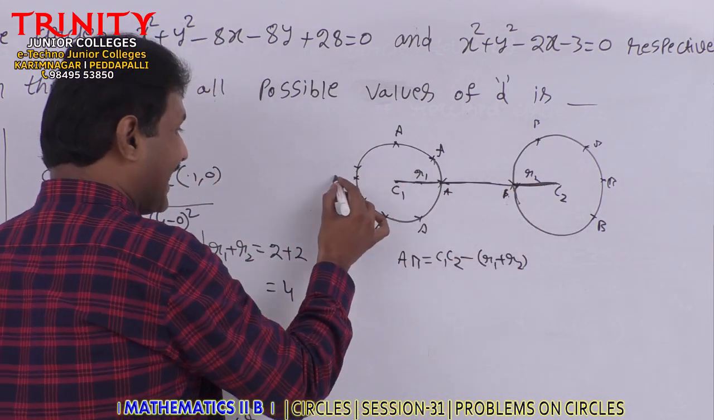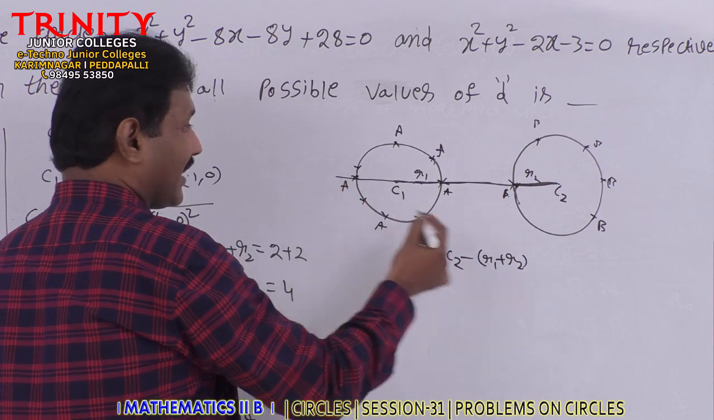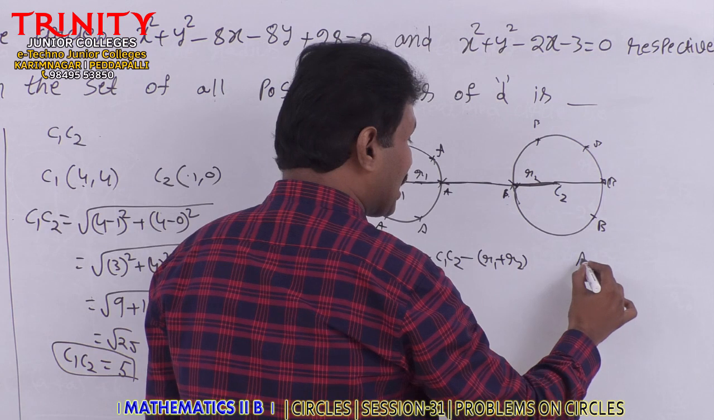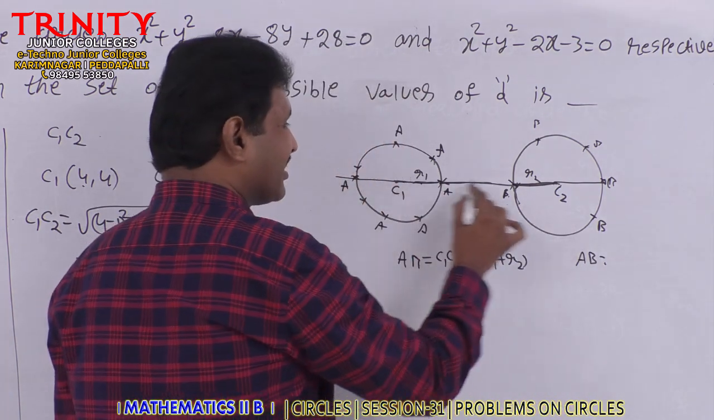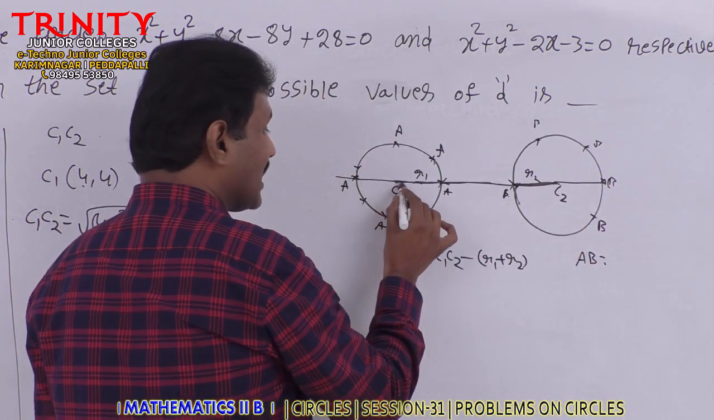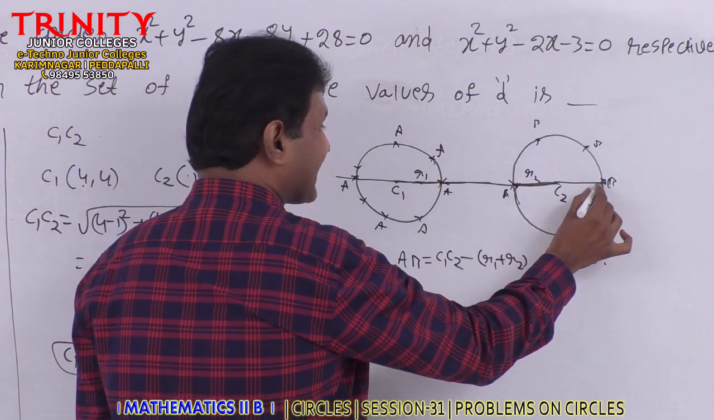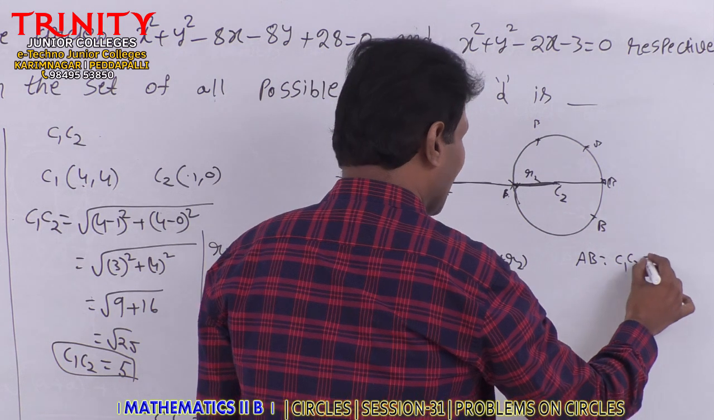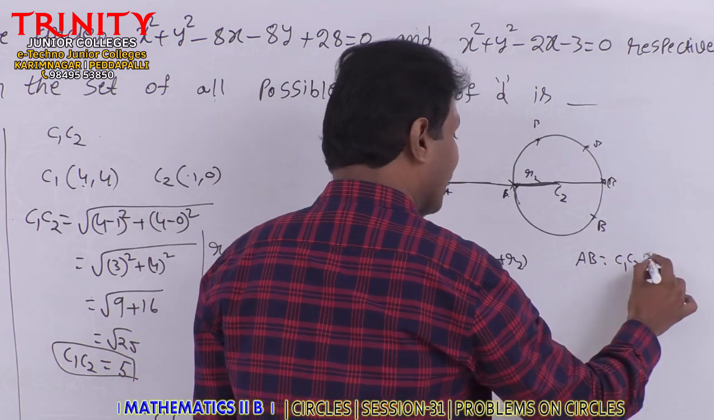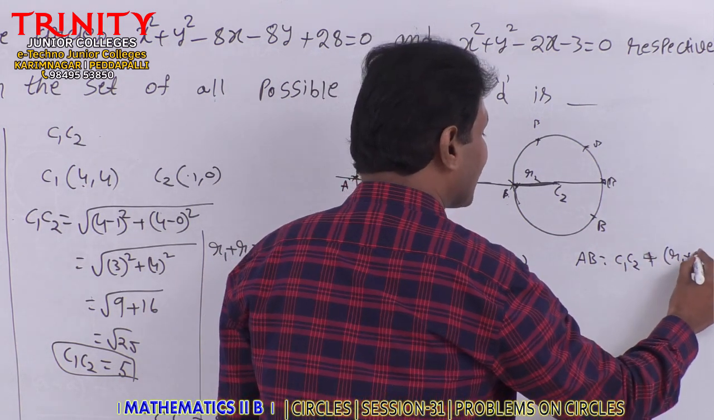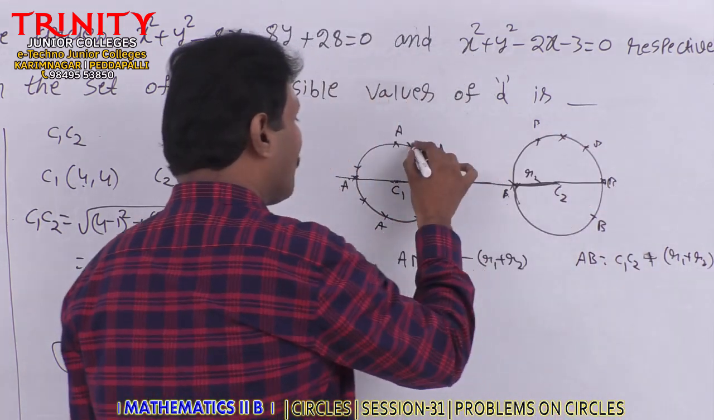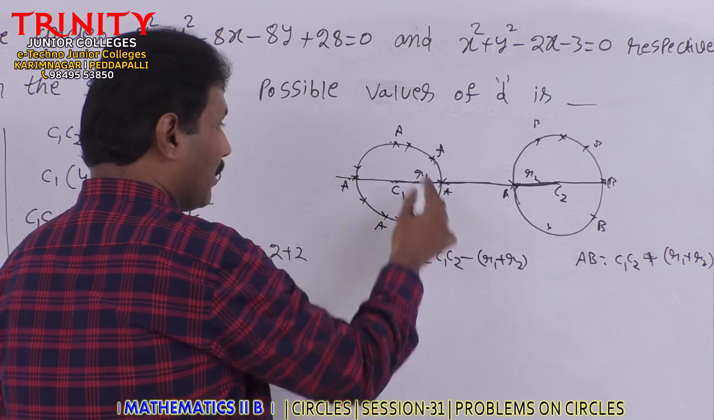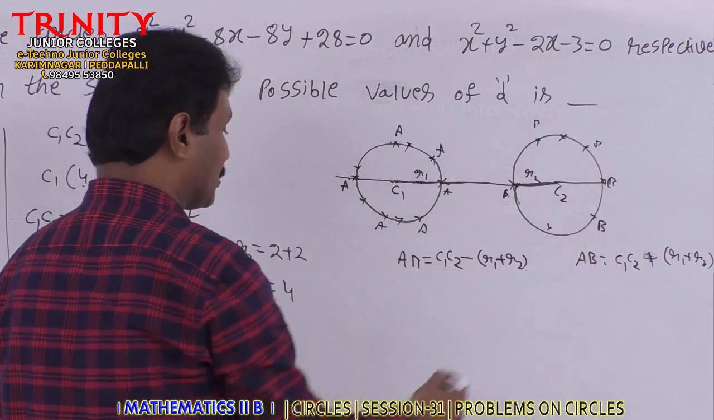Suppose the point A lies on this side of the circle and the point B lies on this side. This is the largest position, so AB equals C1C2 + R1 + R2. For all remaining positions, the distance AB lies between these two values.